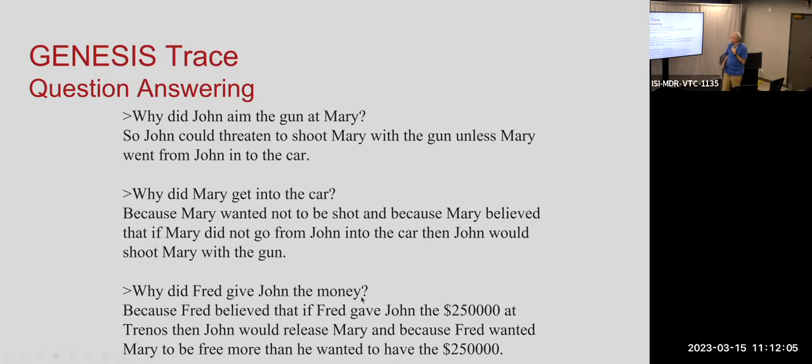Why did Fred give John the money? Because Fred believed that if Fred gave John the $250,000 trinas, then John would release Mary, because Fred wanted Mary to be free more than he wanted to have the $250,000. I don't even think GPT-4 could probably give as good answers. I should run these examples through the current systems and see how well they do.